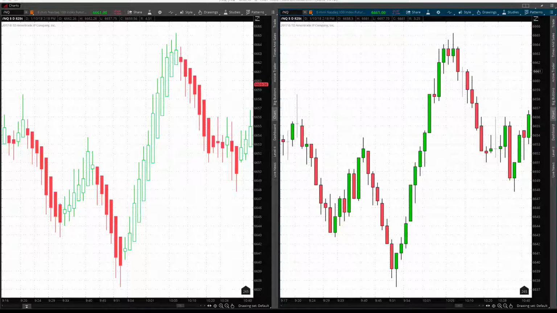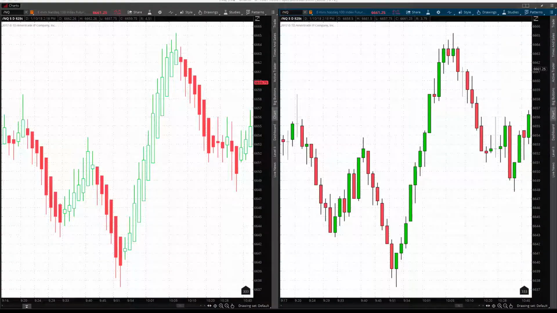Have you ever wished for an easier way to read trend and momentum right on a candlestick chart? Well, coming up, I'll show you how with Heikin Ashi charts. Hey traders, today I've got something for you a little bit different here. Something known as Heikin Ashi charts.